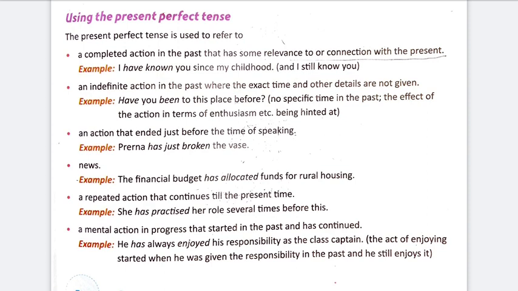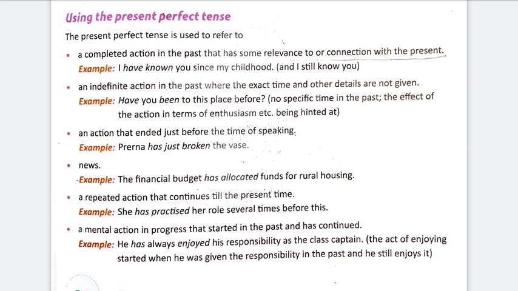So this is news that can be expressed in present perfect tense. Again, perfect tense can be used to refer to a repeated action that continues till the present time. It means the action was done before also, and it is repeated till the present time. For example, she has practiced her role several times before this. Now also she practiced and before also she practiced. So this repeated action is expressed through present perfect tense.